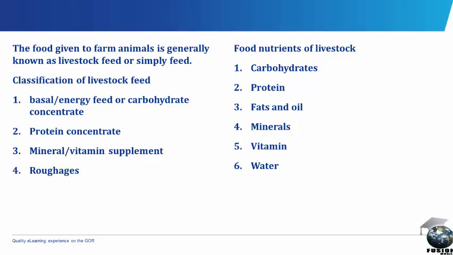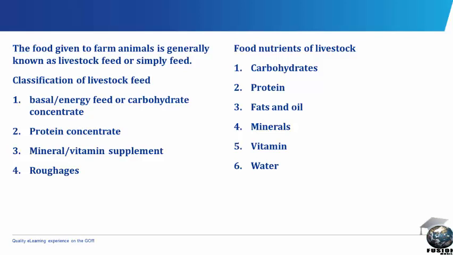Protein concentrate. Protein concentrate is also a type of feed that has crude fiber content less than 18%. Protein concentrate is high in protein. They are low in carbohydrates and fats. They are low in fiber. They are highly digestible. They are low in minerals.